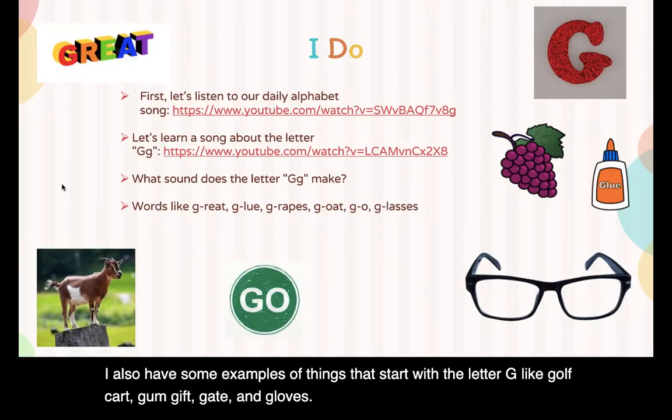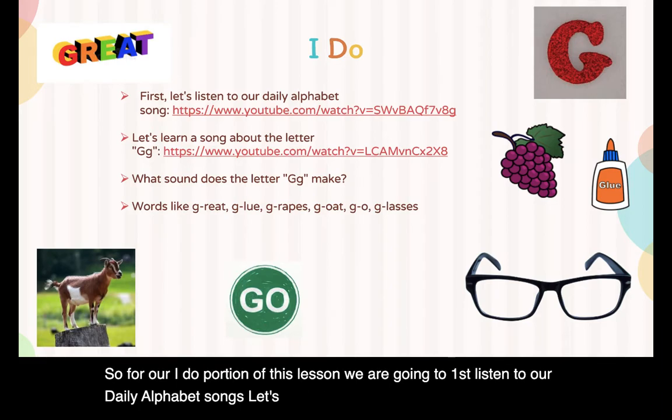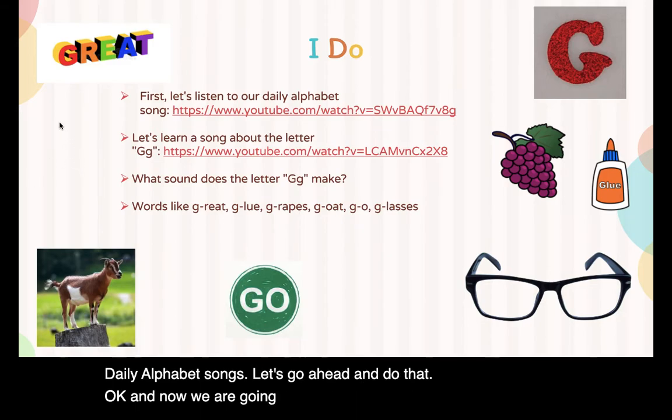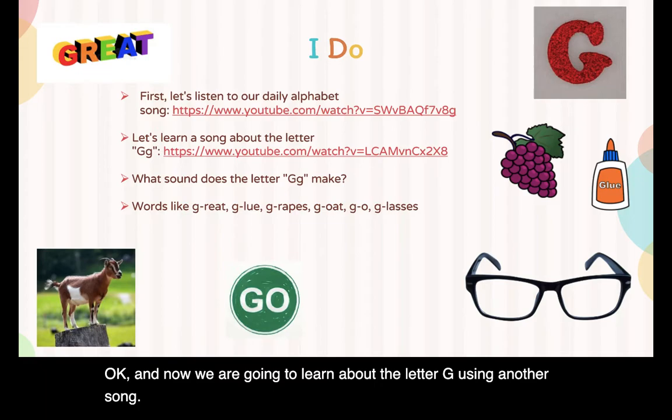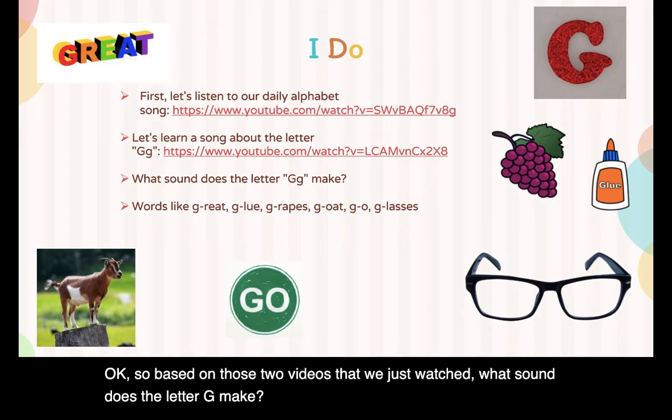So for our I do portion of this lesson, we are going to first listen to our daily alphabet songs. Let's go ahead and do that. Okay, and now we are going to learn about the letter G using another song. Okay, so based on those two videos that we just watched, what sound does the letter G make? It makes the G sound.